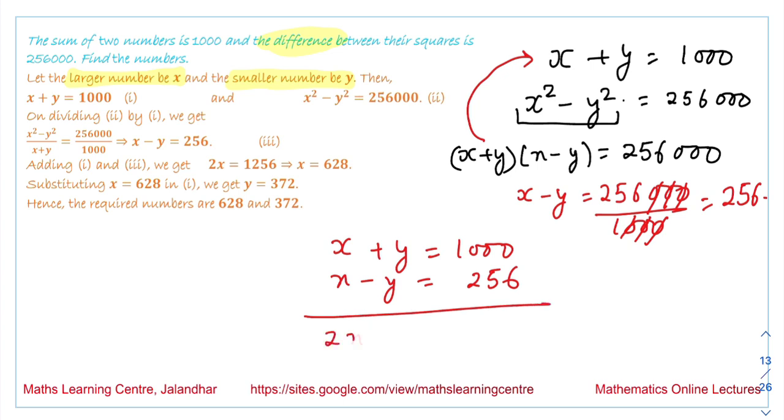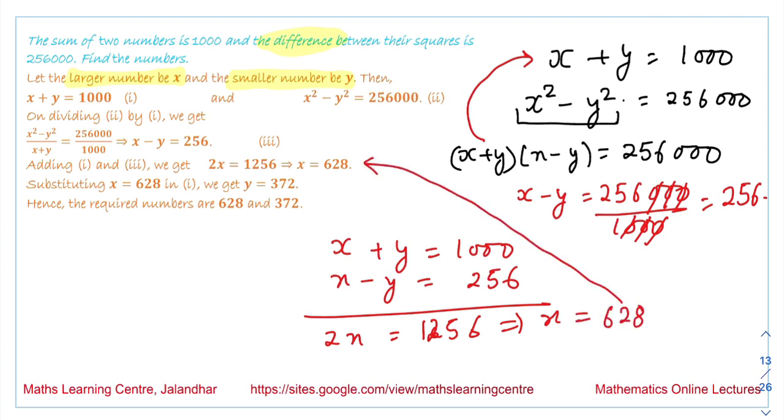If we add these two equations, we get 1256. So the value of x that we will get is 628. And the value of y we will obtain by substituting this value of x, 628, in equation 1. We are substituting, and the value of y we will get is 372. So we obtain that the required numbers are 628 and 372.